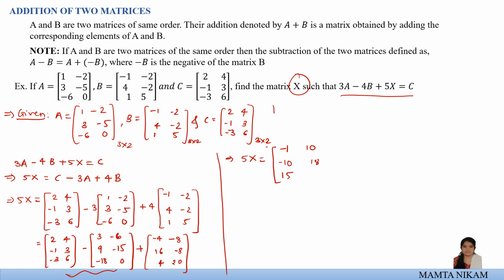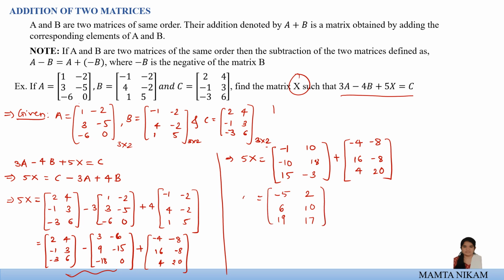So ये होगा 15 minus 3 minus 0, that is minus 3, plus this matrix, that is minus 4 minus 8, 16 minus 8, 4 and 20. So ये क्या हो जाएगा, minus 1 minus 4 minus 5, 10 minus 8, 2, minus 10 plus 16, 6, 18 minus 8, 10, 15 plus 4, 19, minus 3 plus 20, 17, and which is equals to 5x.